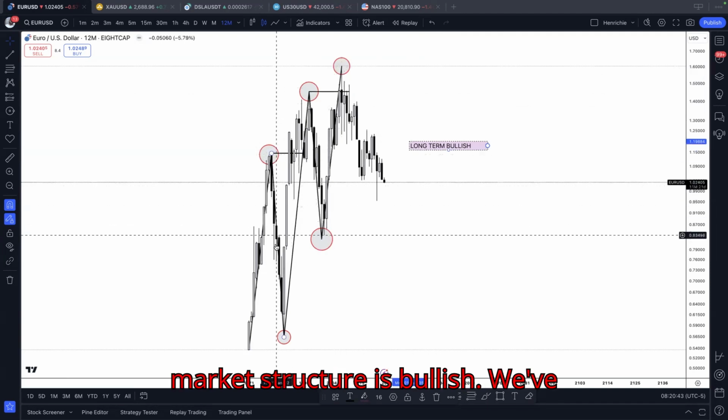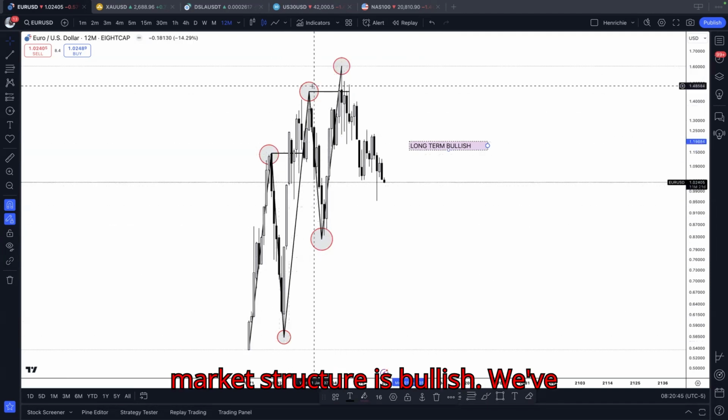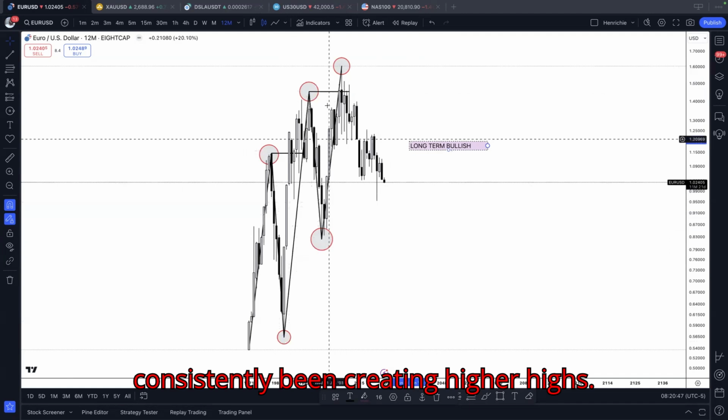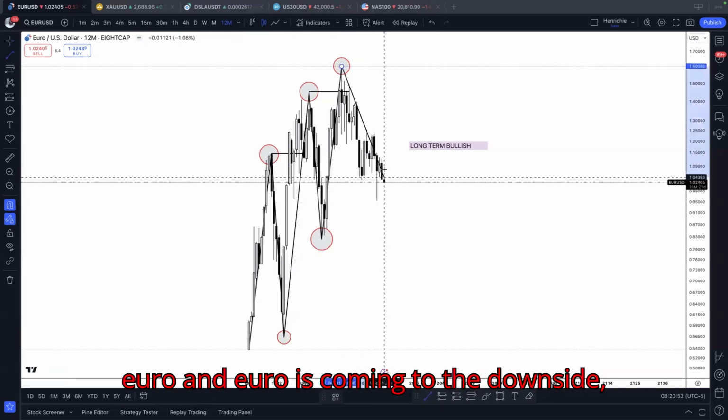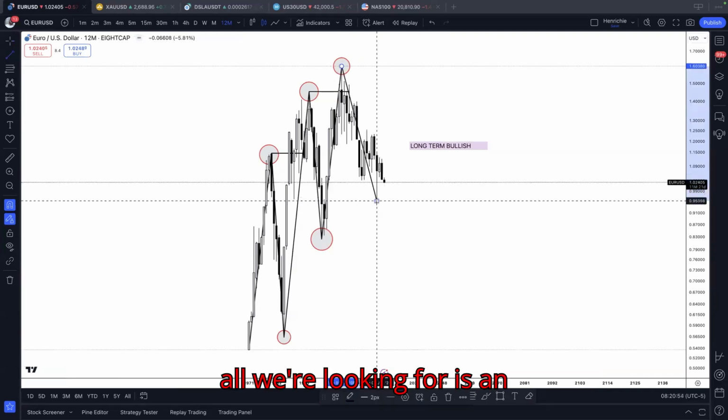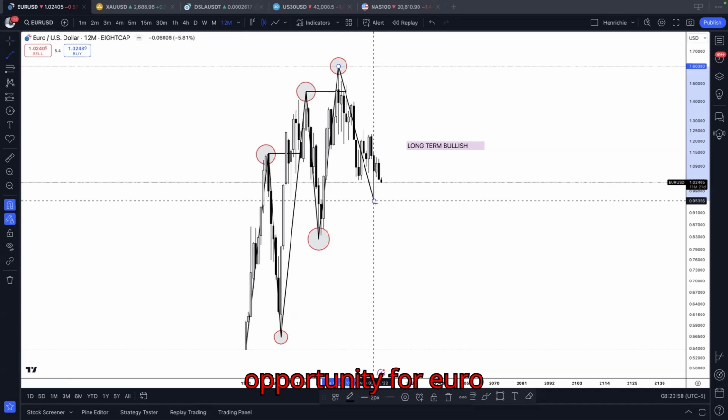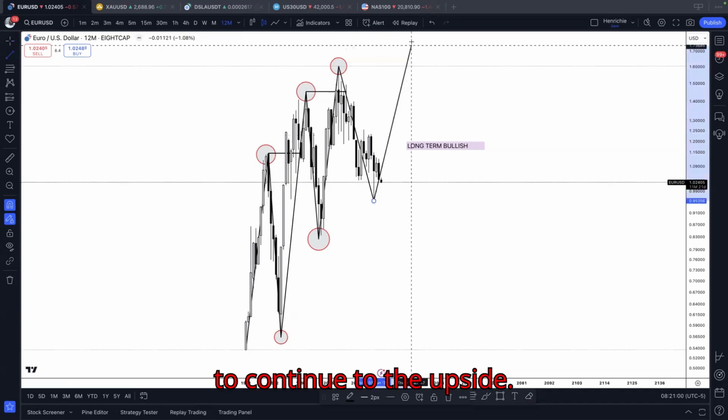In this case, the market structure is bullish. We've consistently been creating higher highs. So despite the fact that we're looking at euro and euro is coming to the downside, all we're looking for is an opportunity for euro to continue to the upside.